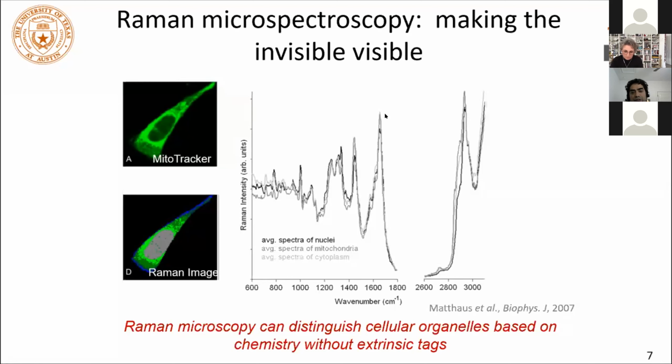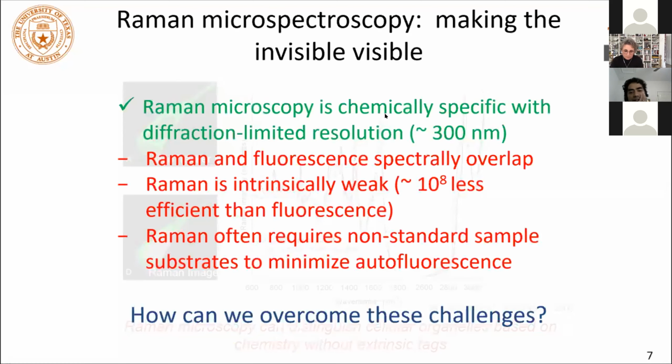So you can do this with extrinsic tags. So this sounds like a really good idea, right? It's chemically specific. You have this diffraction limited resolution, which is really good. And now, with certain developments, you can do it as a light sheet. You can do it in super resolution as well. But the real challenge with this is that the efficiency of this process is really small, right?